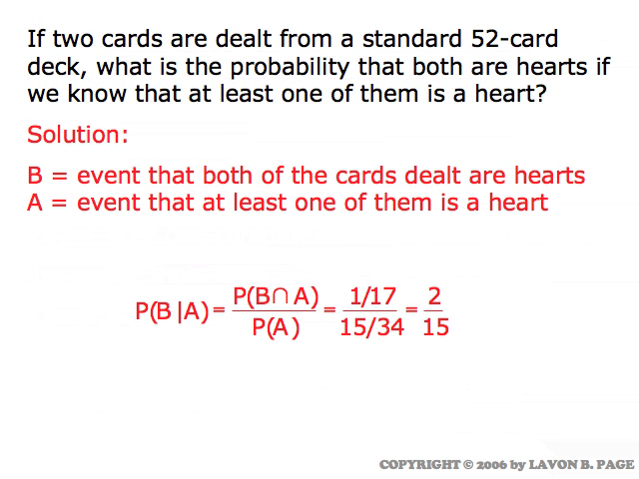So let's put it all together now. The question was, what's the probability both are hearts if we know that at least one is? And what we have done so far is do the work necessary to know what number this probability in the numerator is and what number the probability in the denominator is. The numerator we determined to be 1/17, the denominator 15 over 34. Do the arithmetic and we get 2 over 15 as the probability that both are hearts if we know that at least one of them is.